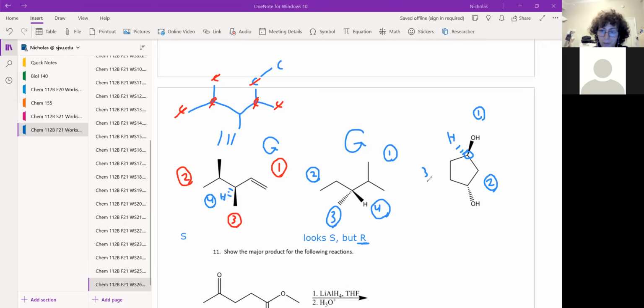So there's that, and then hydrogen's number 4. So then from 1 to 2 to 3, it looks like this. It looks like it's R, and the hydrogen is on a dash, so it is R. Yeah.